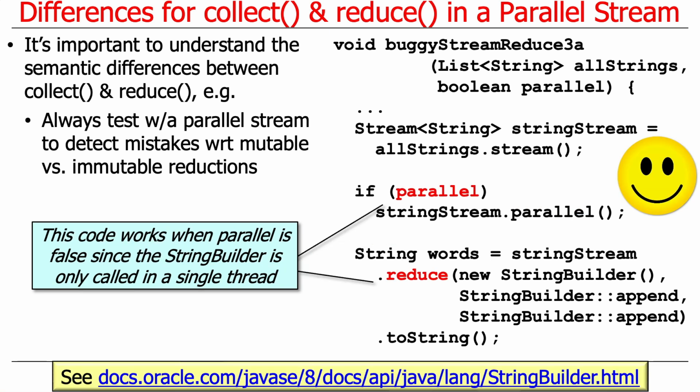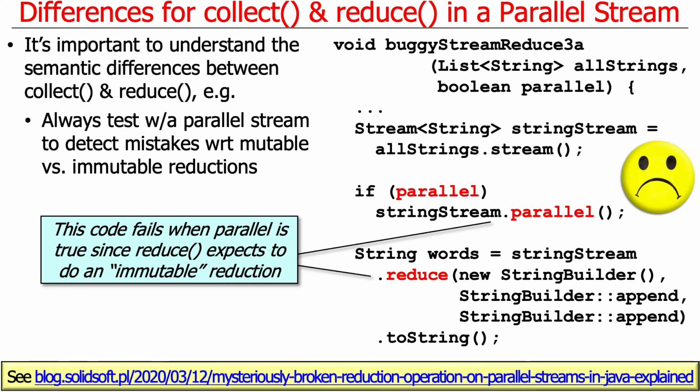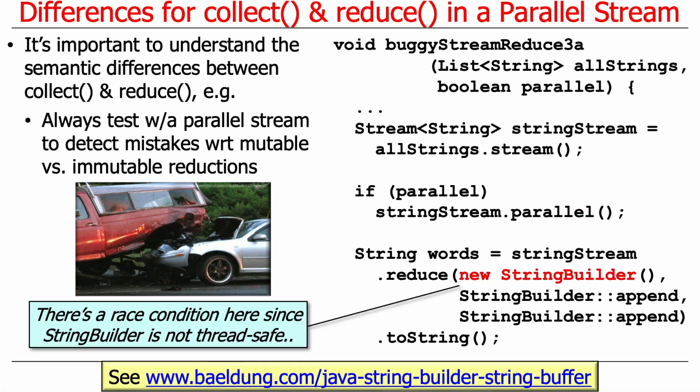So if parallel is set to false, this code works just fine. That's because there's only one thread, we're making ourselves one string builder, and then we're appending the results to a new reduced string of words as a result of the reduce call. Everything is fine in that case. However, if parallel is true, then chaos and insanity are going to ensue, because we have only one instance of string builder here, but then we're going to be concurrently appending things to it. And that is going to cause a lot of problems. So we're going to see how that works.